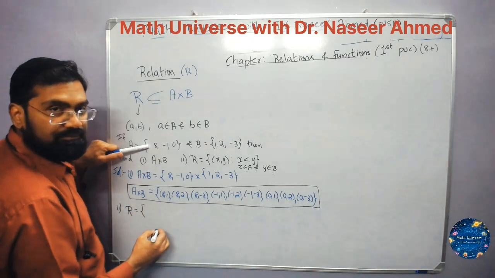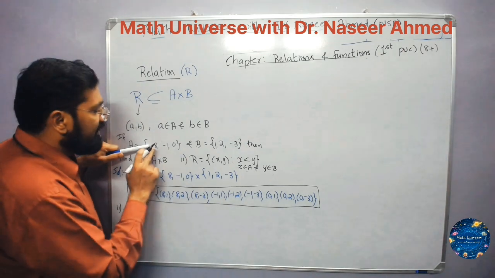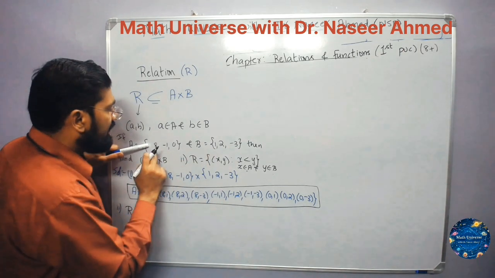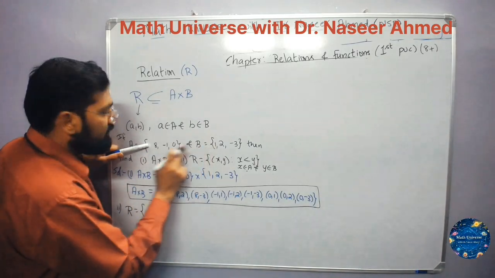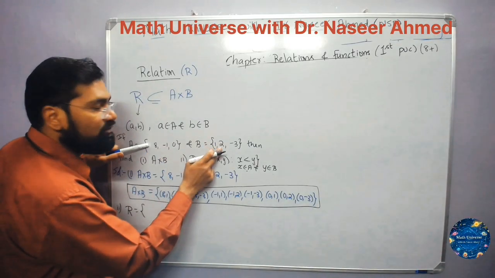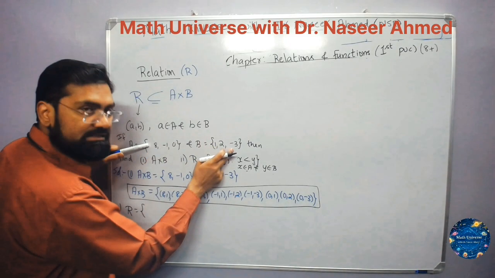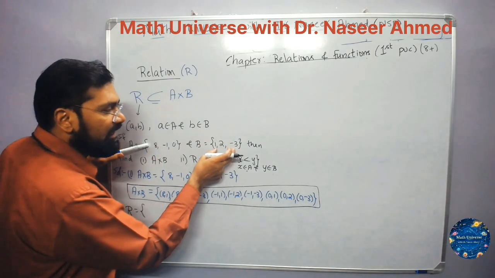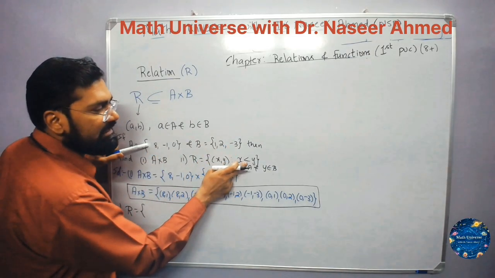If I take 8, I should see, is 8 less than any one of the elements from second set B? Is 8 less than 1? No. It is more than 1. Is 8 less than 2? No. Is 8 less than minus 3? No. So 8 cannot be paired with any one of the elements as per this condition, less than.